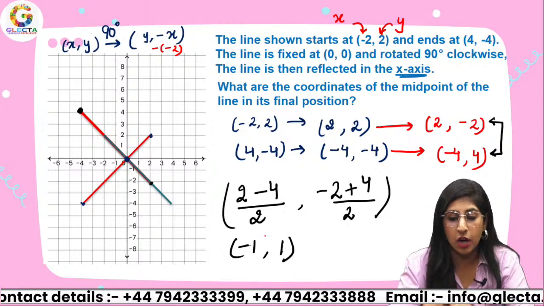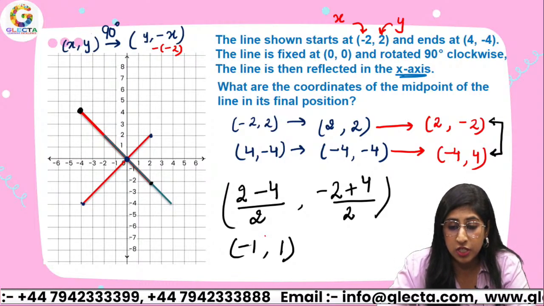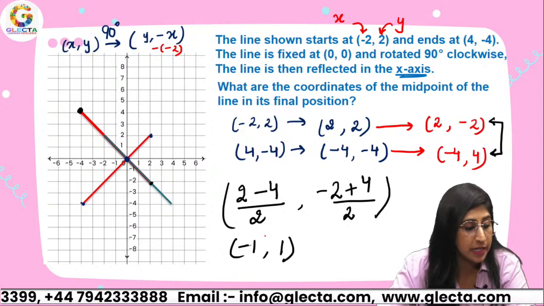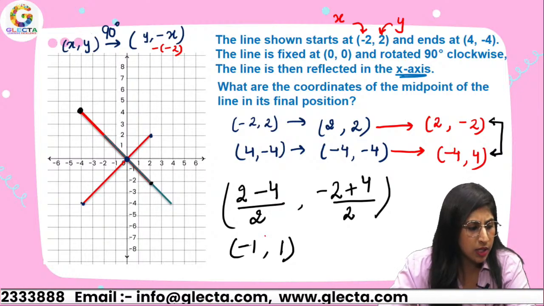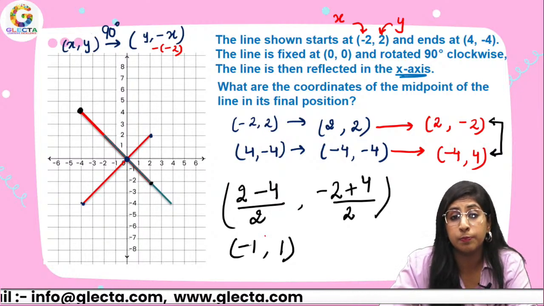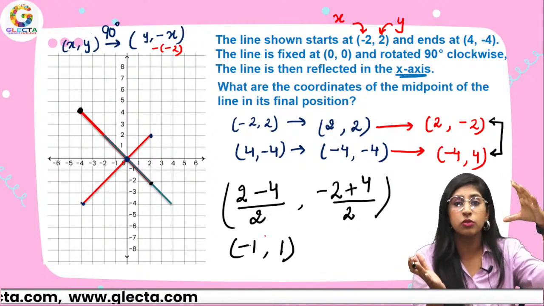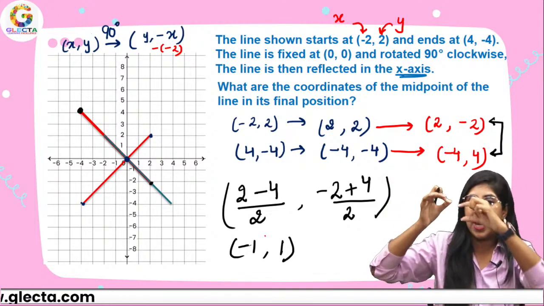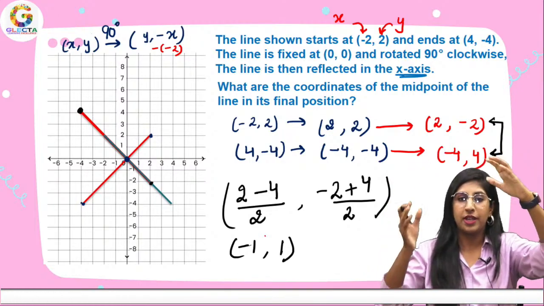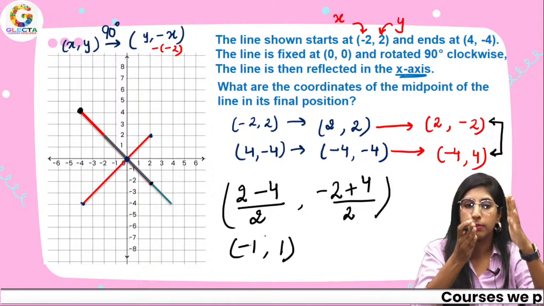Very good. Okay, and Jason, your answer is negative 4, negative 4. But you have to calculate the midpoint, Jason. So just try to take the average of the endpoints that you have got, right? If I want to see the middle number.